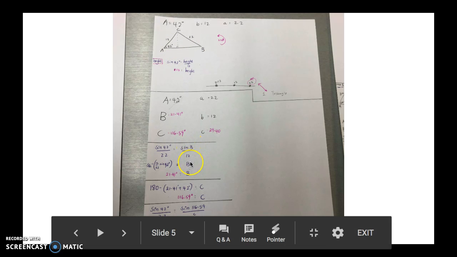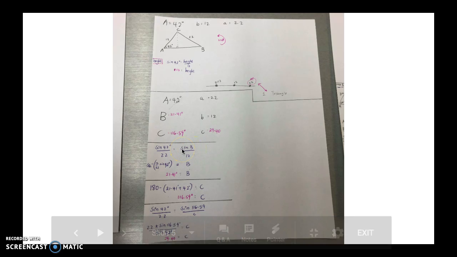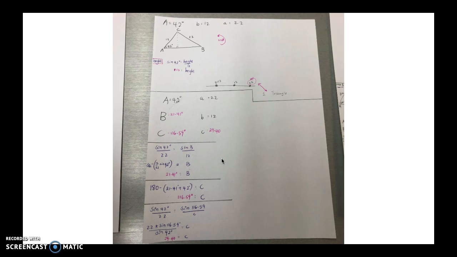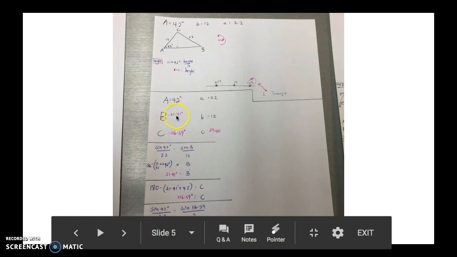And then what I need to do here is simplify. You can cross multiply. And then 12 times sine of 42 equals 22 times sine of B. And then what happens after is you need to take the inverse sine to get B, which is 21.41 degrees. If you have trouble with this part, you can come see me. And then, so right now, that gives me angle B. I can input that right there.